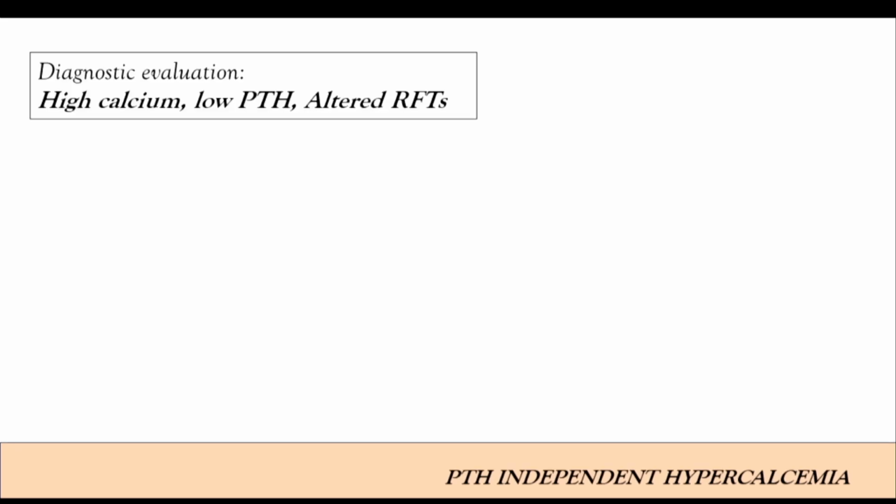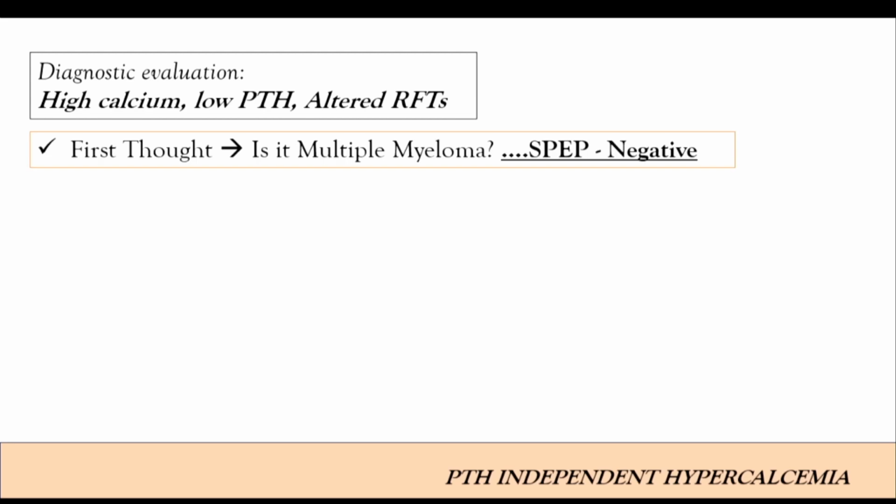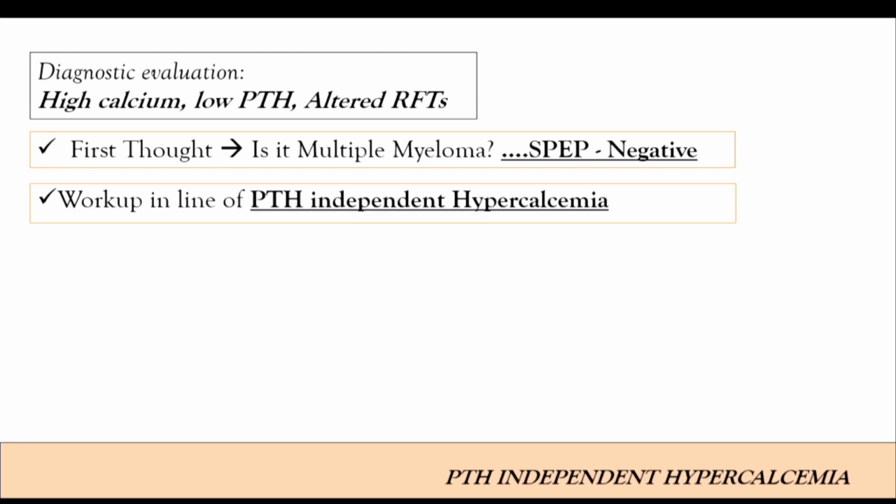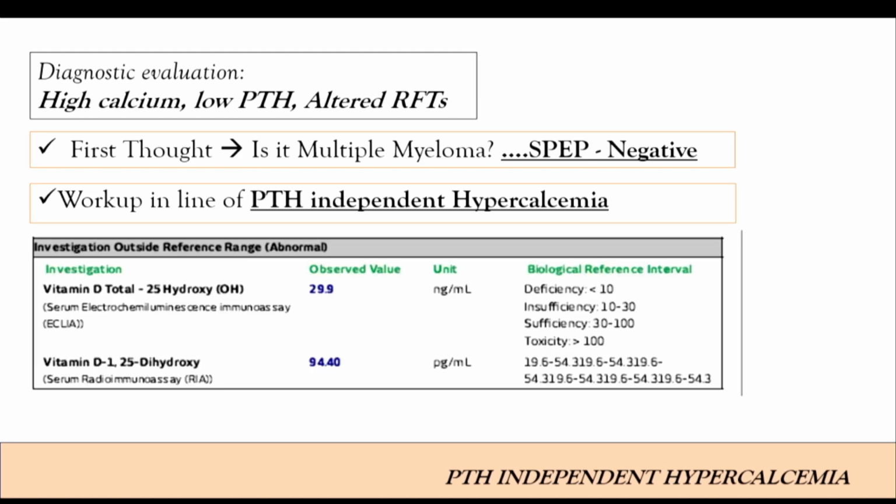So in such a situation, of course, our first thought will be, is it multiple myeloma? So we tend to rule out this multiple myeloma because there is altered RFT, high calcium, low PTH. But SPEP was negative, hemoglobin was negative, and the patient did not have any other chronic symptoms like weight loss. So multiple myeloma was ruled out reasonably. So next what? Next workup was considered in the line of PTH-independent hypercalcemia.